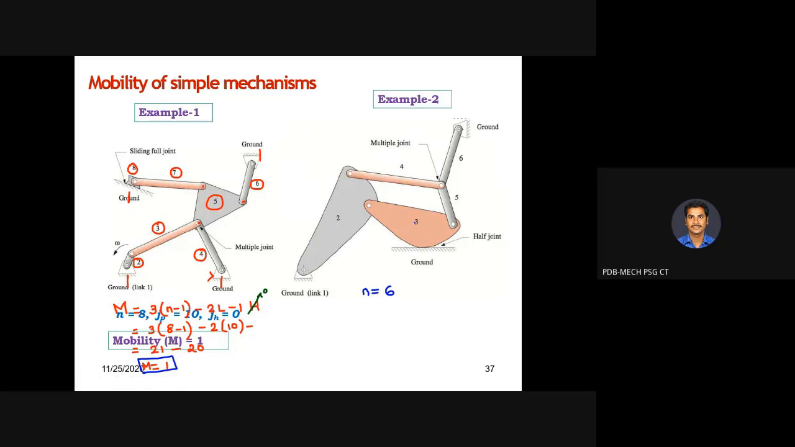Okay, so ground which is 1, it is a ternary link which is 2. What type of link is 3? Binary. Binary link. Okay, then what type of link is 4? Binary. Then 5 is also binary, and 6 is also binary. 6 is attached to the ground, and 2 is also attached to the ground, and 3 is also attached to the ground. So there are totally 6 links, out of which one ternary link and 1, 2, 3, 4 binary links we are having, and one frame. Okay, now tell me how many lower pairs we are having.